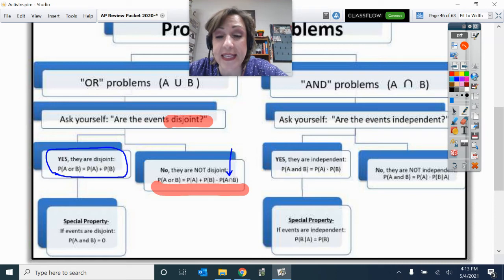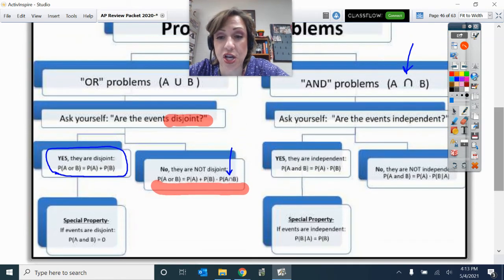Now let's talk about the ands. This happening and that happening. That is this notation here. And ask yourself, do you know if these are independent? Does it say if they are independent? If it doesn't say that they are independent, then you've got to not make that assumption. We know how that assumption is not appropriate.